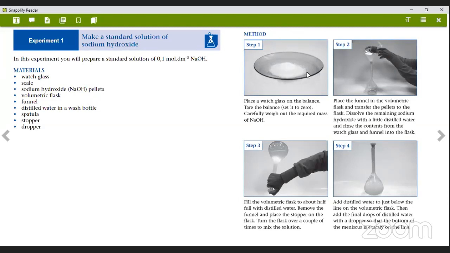If there's somewhere where you're stuck, just drop me a chat, and I will go back and explain it some more. Okay. So this is our method.